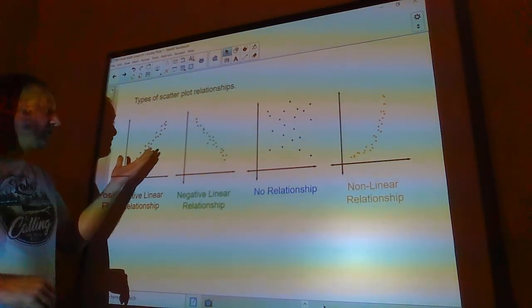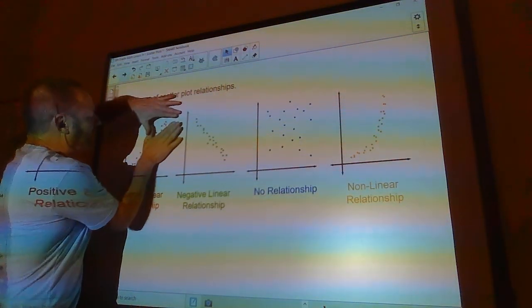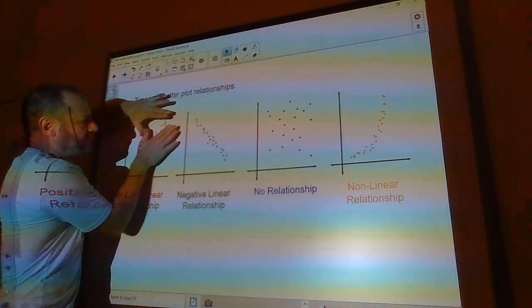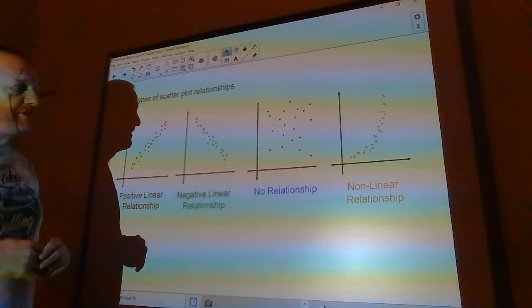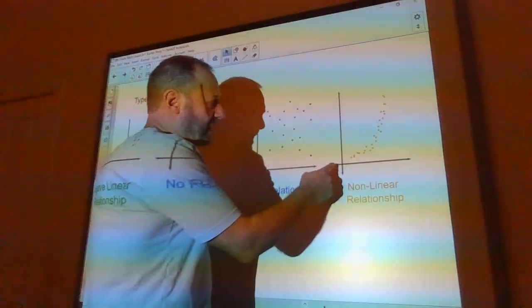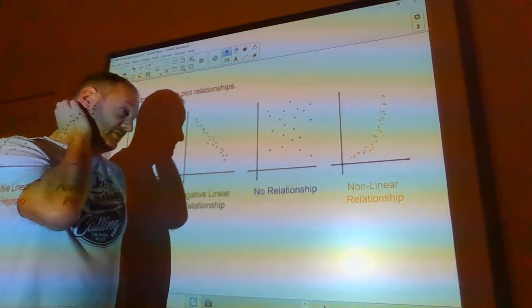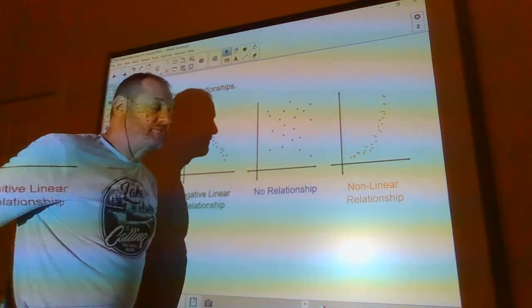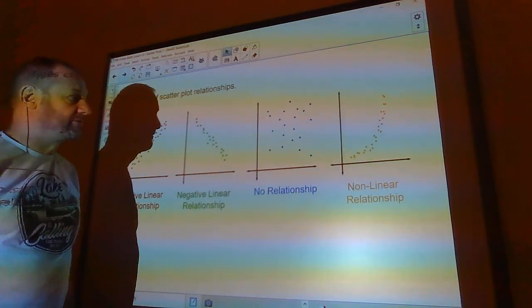It might be something more like this. It could be you're just looking at that part right there, and there's not really much to look at. So you have to have enough data. Now, this is a positive relationship, but it's not linear, so it's curved. Some things don't grow in lines, they grow in curves.